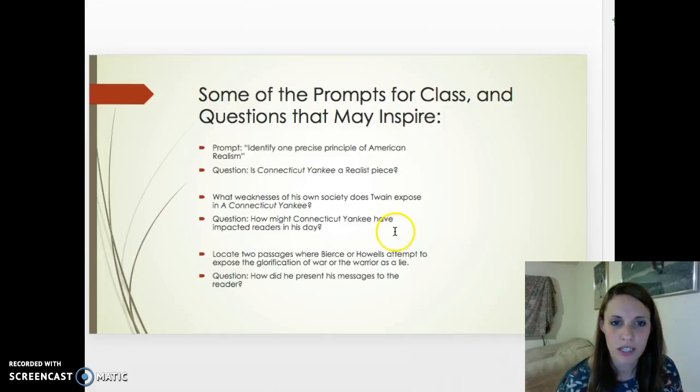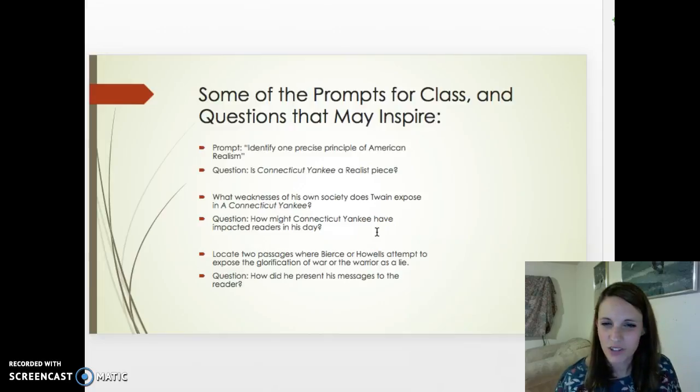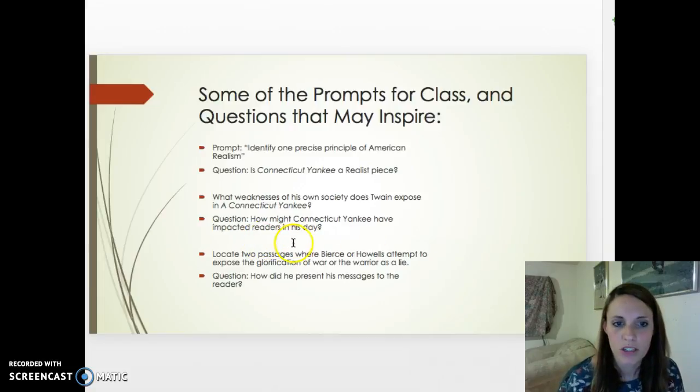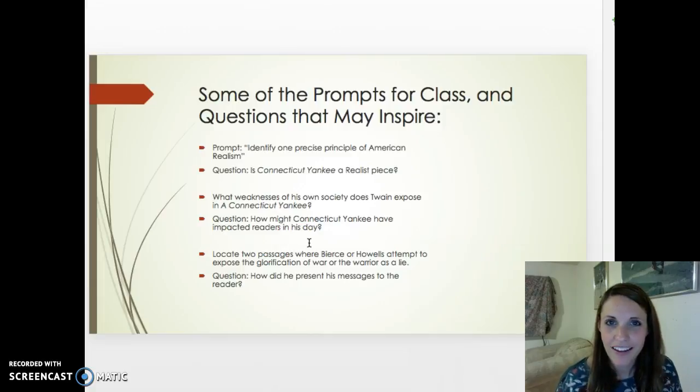Another prompt we had was, what weaknesses of his own society does Twain expose in a Connecticut Yankee? As you're thinking about that, you're going to think about slavery, and just being comfortable and not working hard to become more open-minded, more of a Renaissance man or Renaissance individual. I thought one question that might come up as you're thinking of that prompt is, how might Connecticut Yankee have impacted readers in his day? And then it'd be really fun to do the research and see what happened when that came out. What was the reader response? And why might it have been what it was? Do you know what I mean? There's just some fun digging you can do.